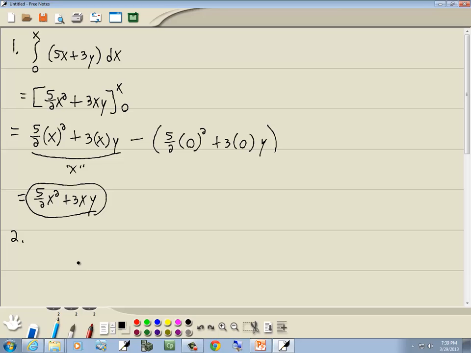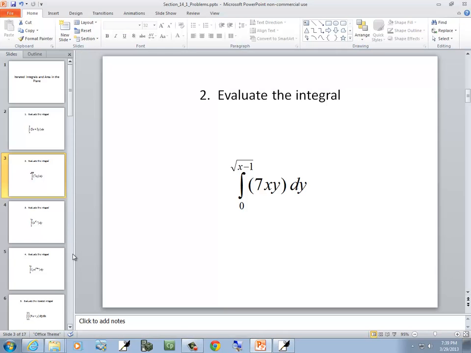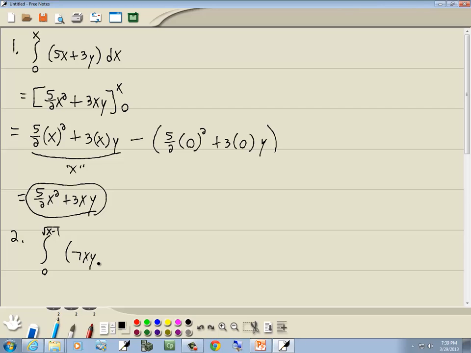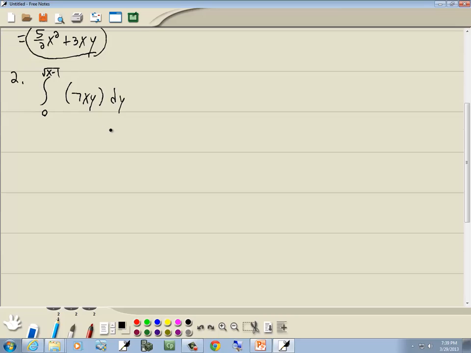Let's look at our second problem. 0 to square root of x minus 1, 7xy, and then dy. So we're taking the integral with respect to y. So the 7 and the x I'm going to treat like constants. So we have y to the first power. So again the 7x just remains, times, and we're going to add 1 to our power, divide by our new power. So that gives us 1/2 y squared.